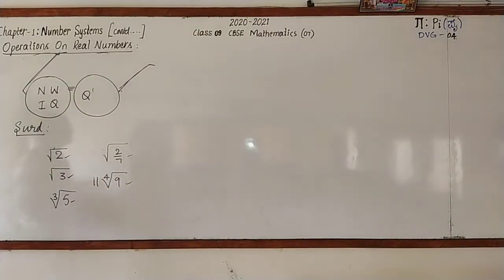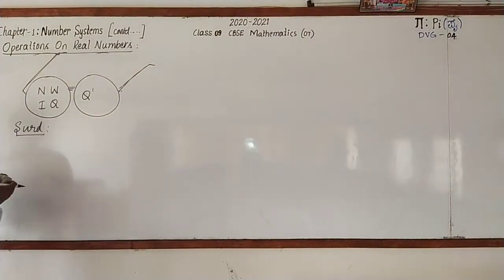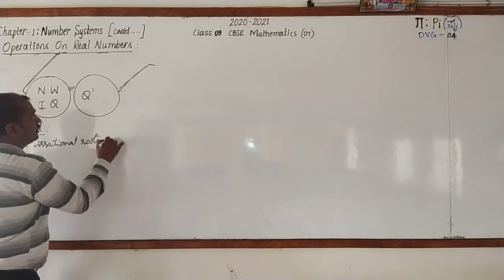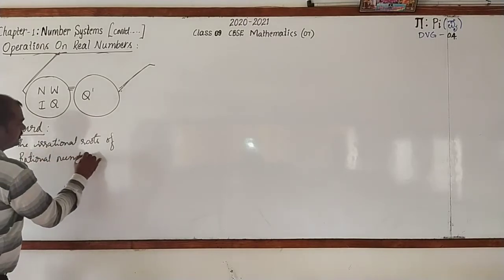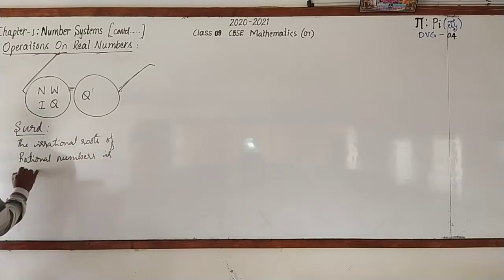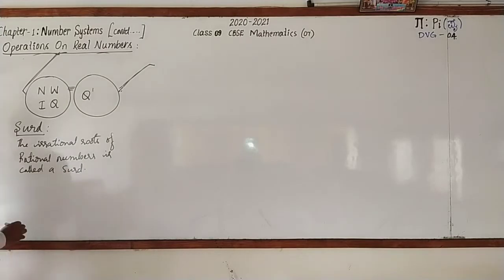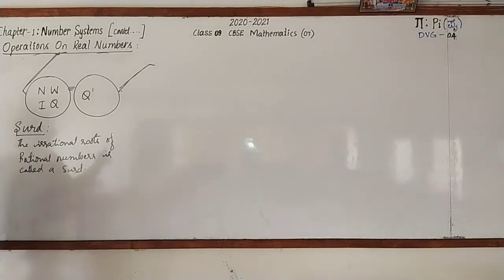The irrational roots of rational numbers are called surds. Then it has a general form. Let me write that. The irrational roots of rational numbers are called surds. Then it is very important to learn the operations on real numbers, particularly irrational numbers.